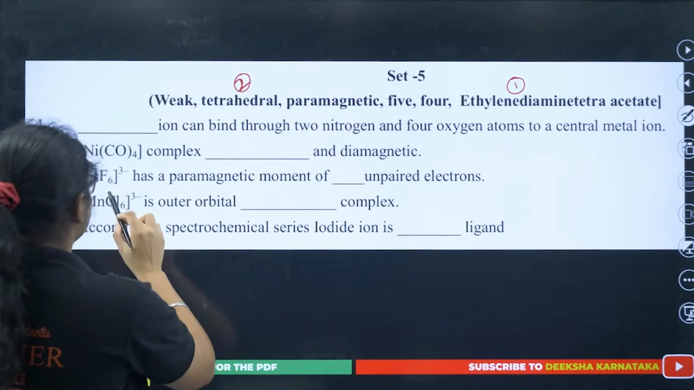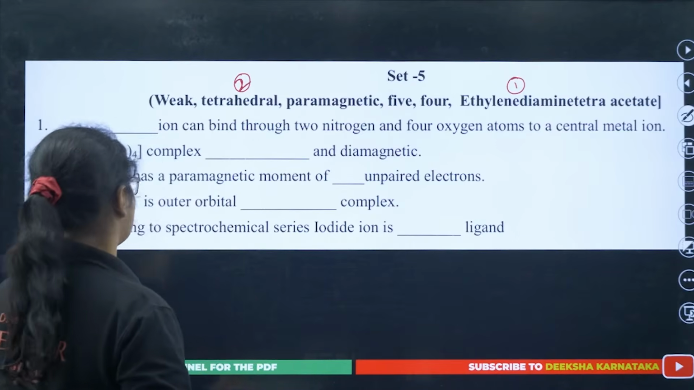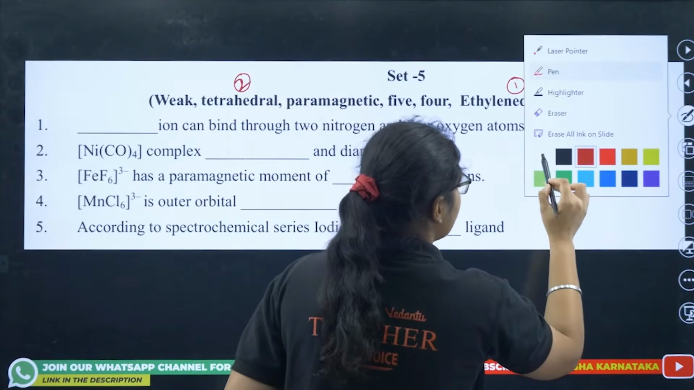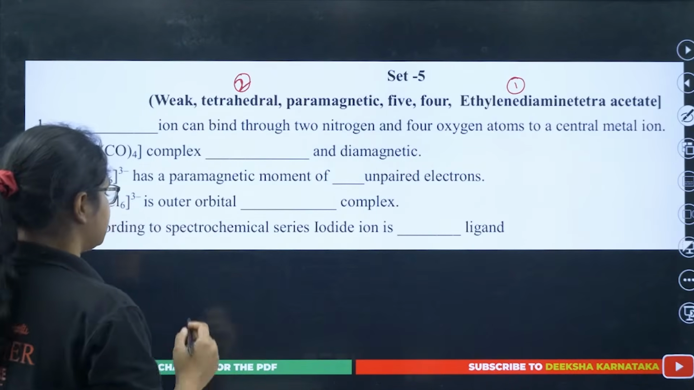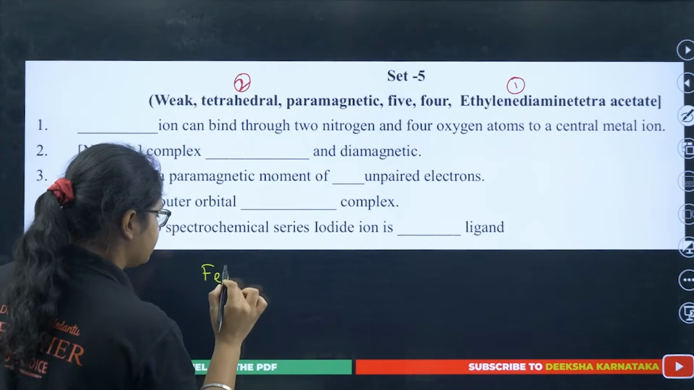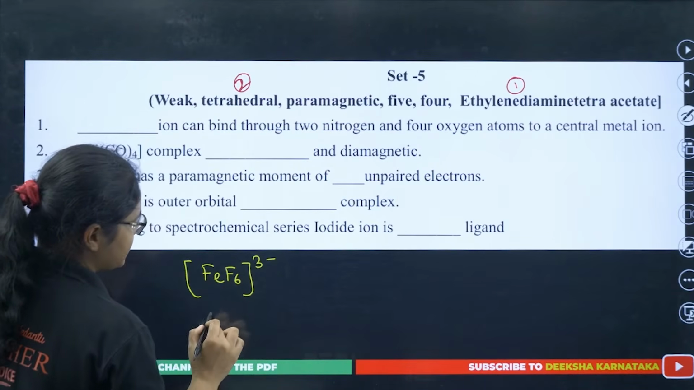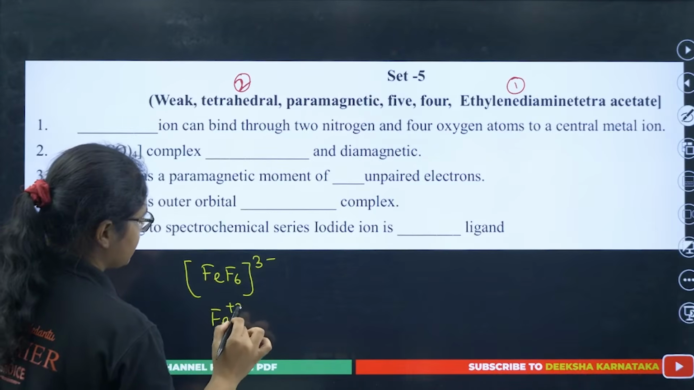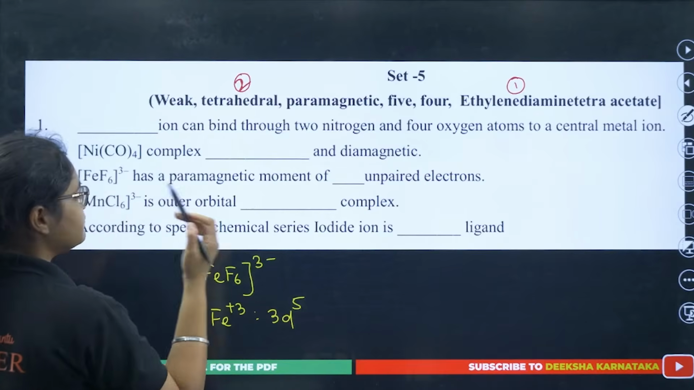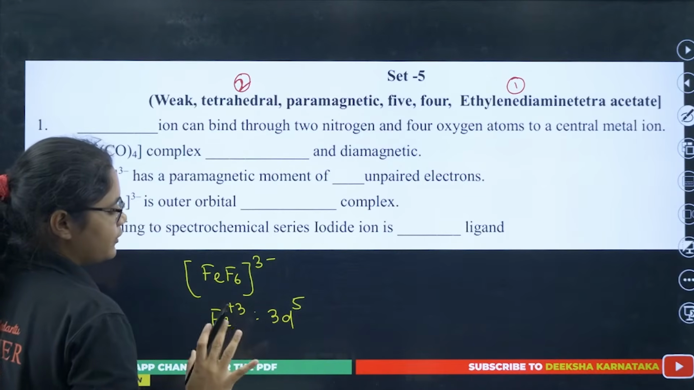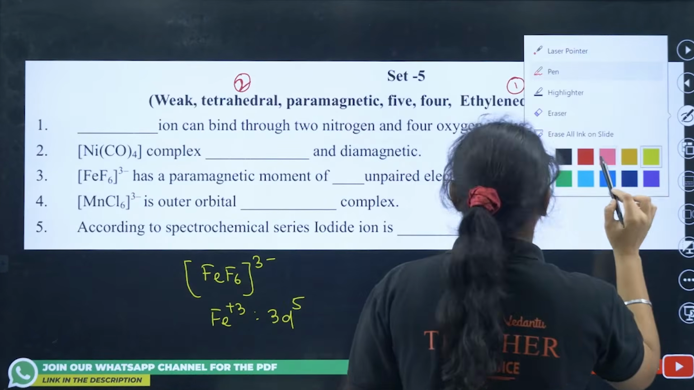Next, FeF6 3- has a paramagnetic moment of how many unpaired electrons? Let's calculate this one. In FeF6 3-, what is the oxidation state of Fe? It is +3, right? +3 means a 3d5 configuration, and this is a weak field ligand. So there will be no pairing of electrons, it has 5 unpaired electrons, so the option here will be 5.